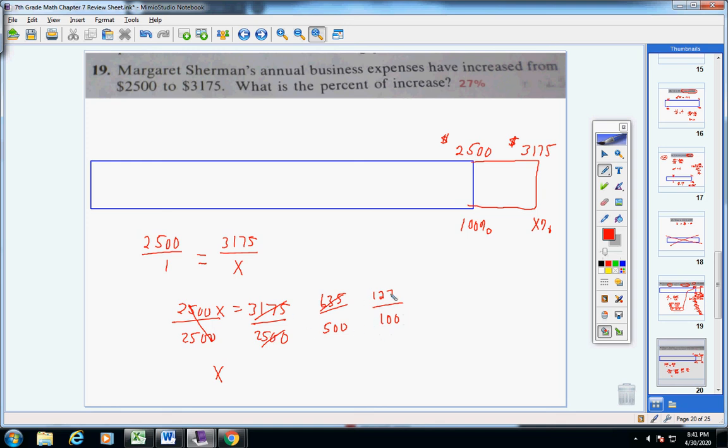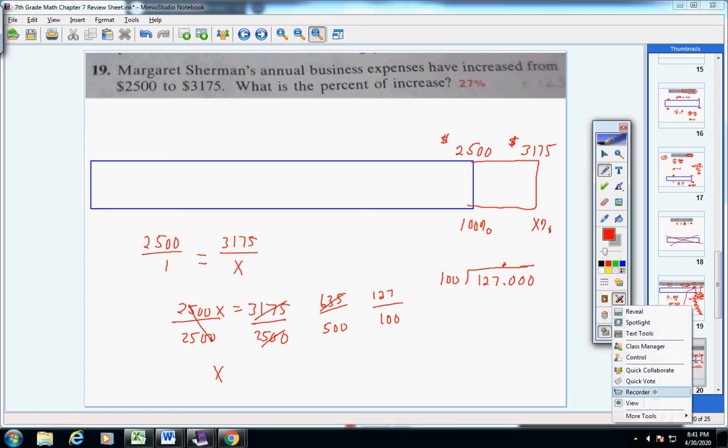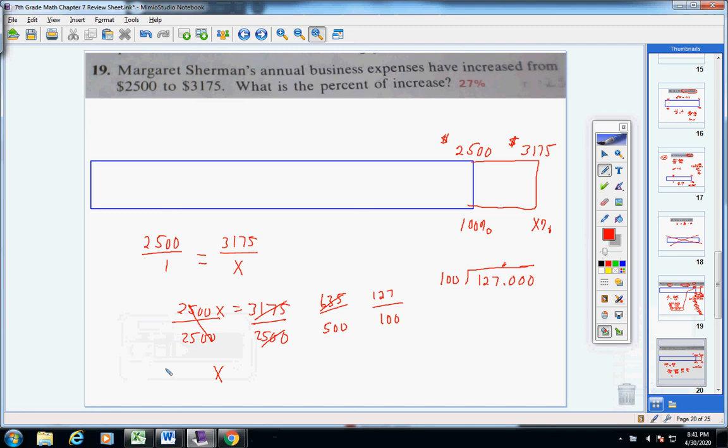Okay, so let's take 100 into 127. All right, let's see what we get. Okay, guys, so here we go. So 100 goes into 127 one time. Subtract, we get 27, bring down 0. 100 goes into 270 two times. 2 times 100 is 200. Subtract, bring down to 0. 100 goes into 700 7 times. So x equals 1.27.